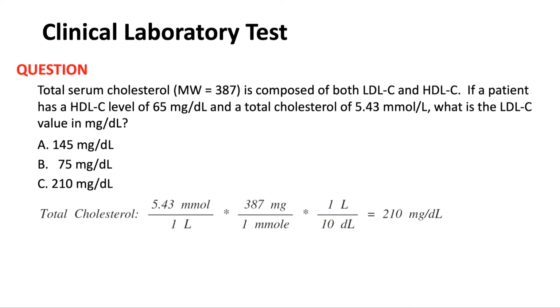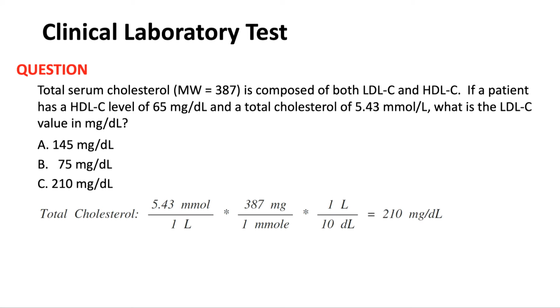Okay, so that's our first calculation. Let's set up what we have: 5.43 millimoles on top per 1 liter on the bottom. We essentially have to go from millimoles to milligrams, and from liters to deciliters. So this is a two-step process. You could do either one first or second, it doesn't matter. What I've chosen to do is to convert millimoles to milligrams first.